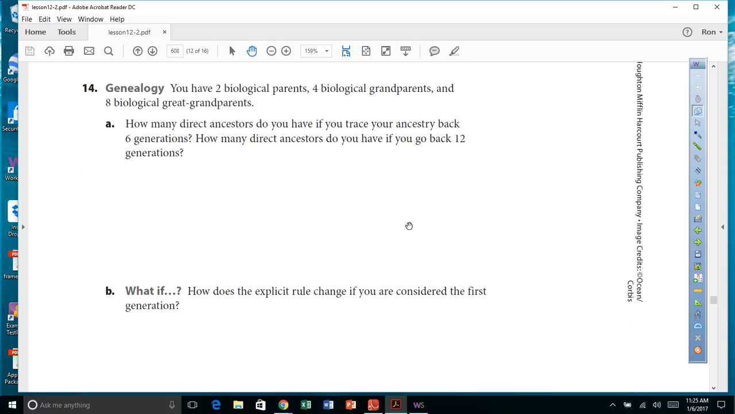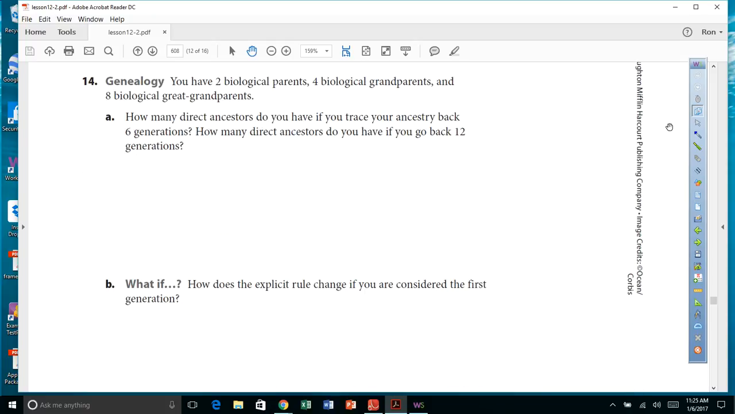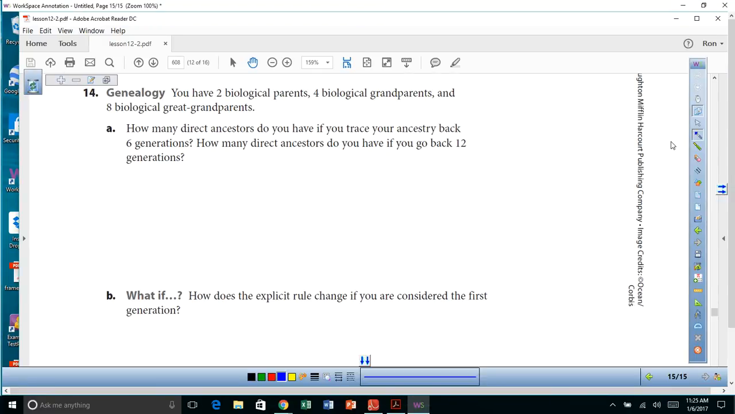14, genealogy. You have 2 biological parents, 4 biological grandparents, and 8 biological great-grandparents. How many direct ancestors do you have if you trace your ancestry back 6 generations? How many direct ancestors do you have if you go back 12 generations? That sounds kind of interesting.